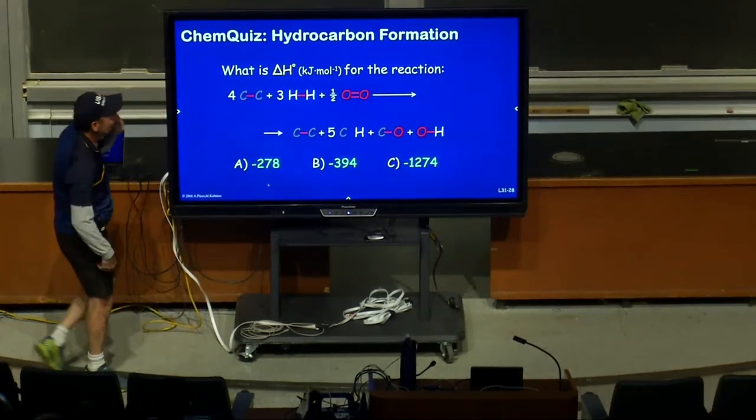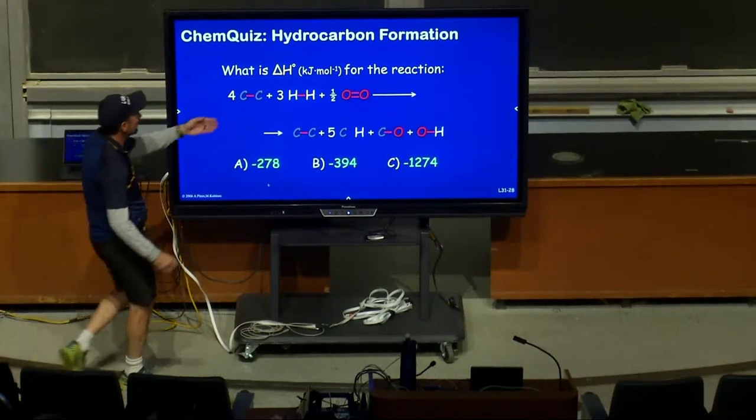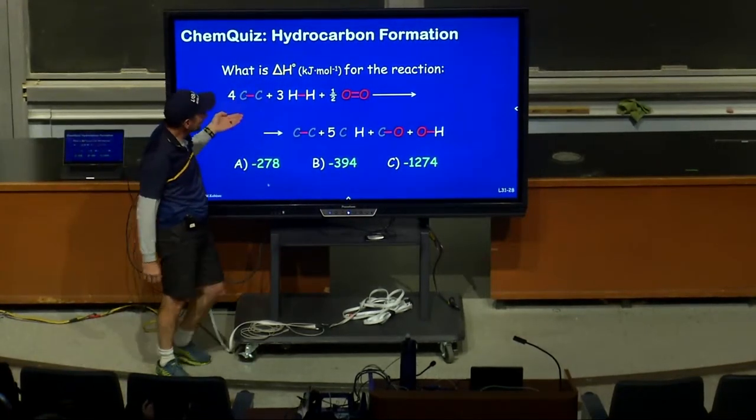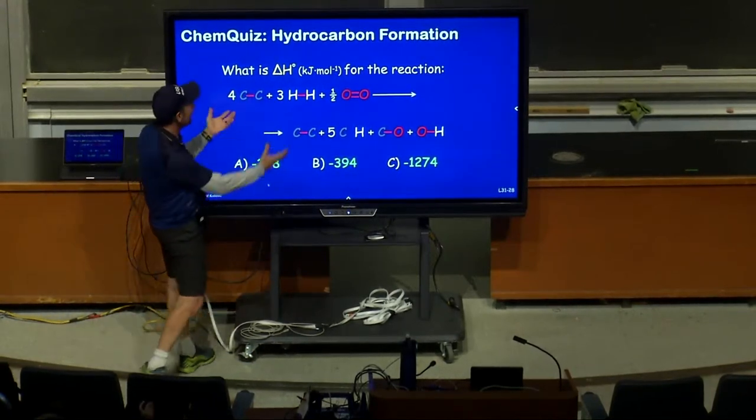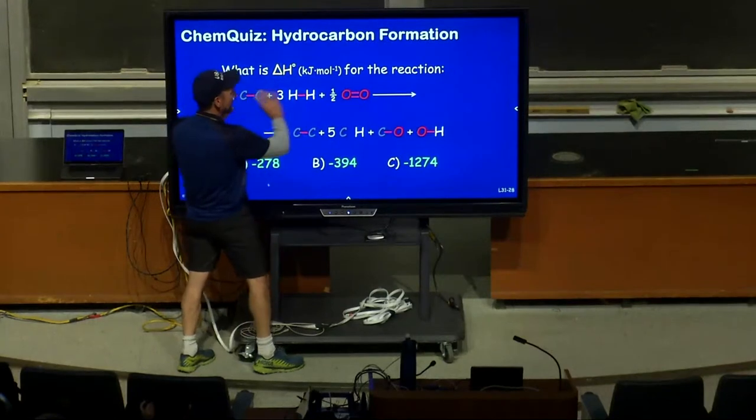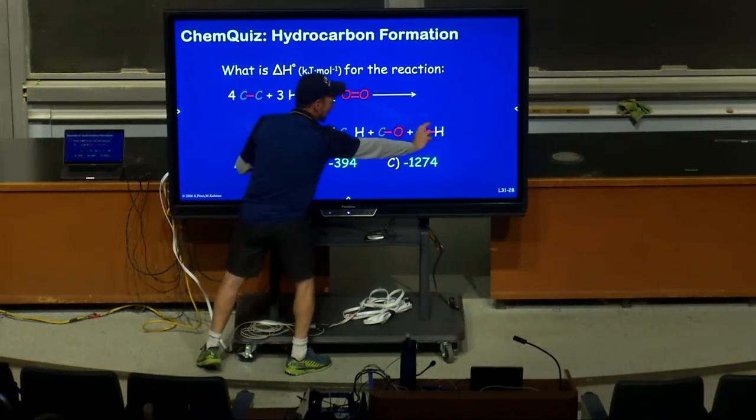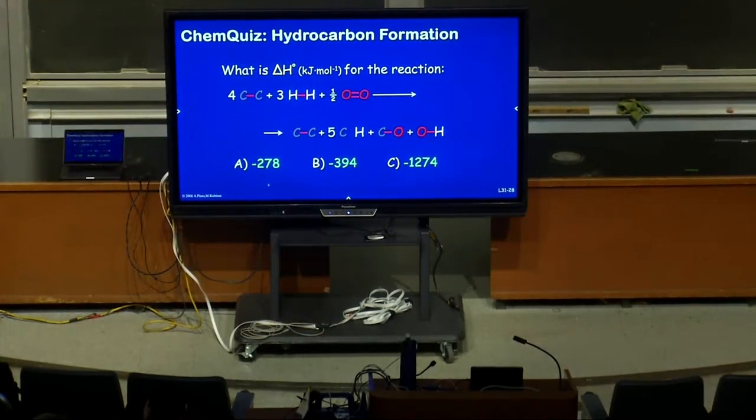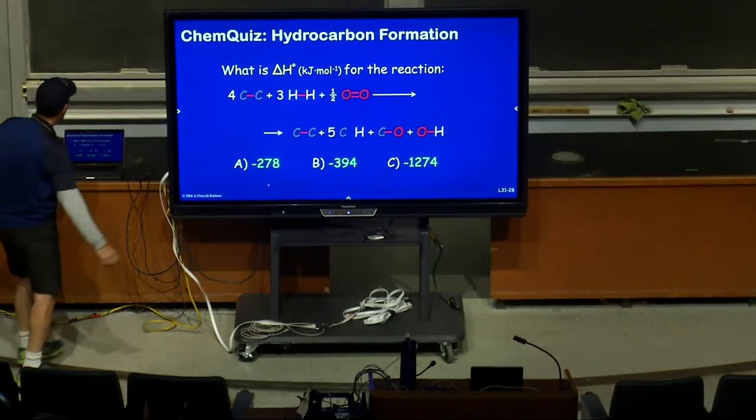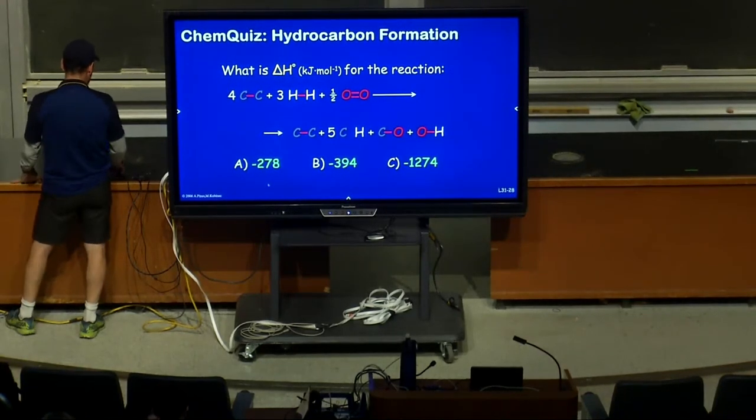Okay, so let's do this one. Hydrocarbon formation. What's the enthalpy of this? And now I've already broken it down for you. So there's some hydrocarbon where you'd break all the hydrocarbon bonds and you'd form these new carbon, hydrogen, and oxygen bonds. What is the enthalpy for that reaction? So go ahead and think about that for a minute, talk about that amongst yourselves.